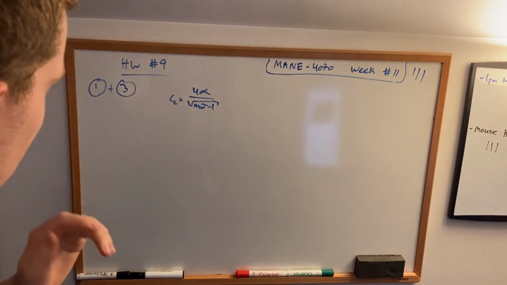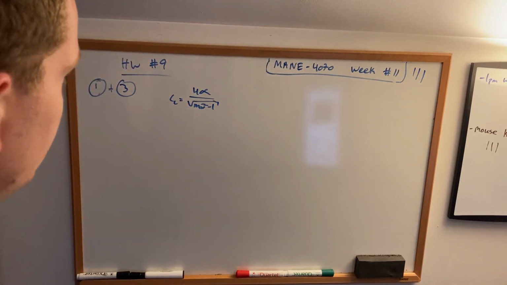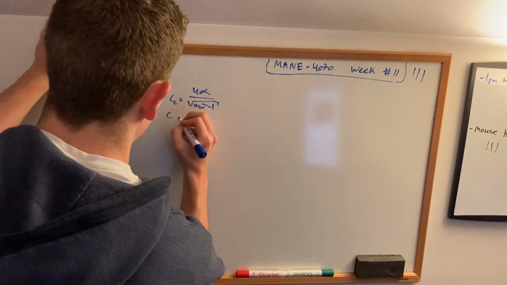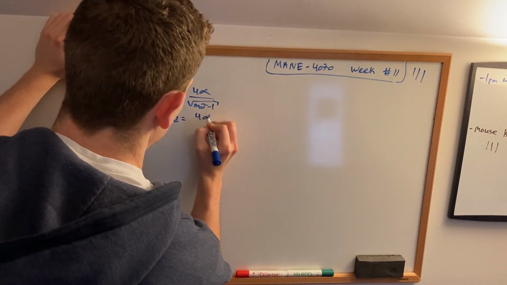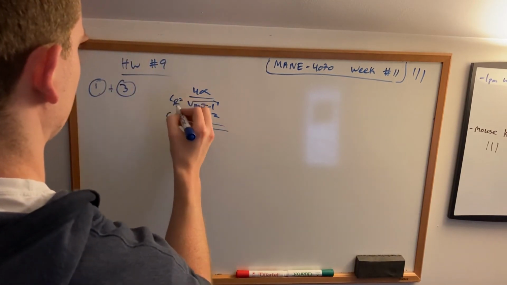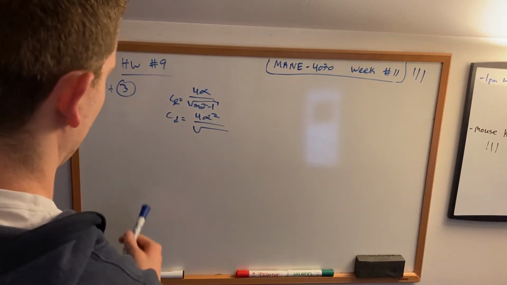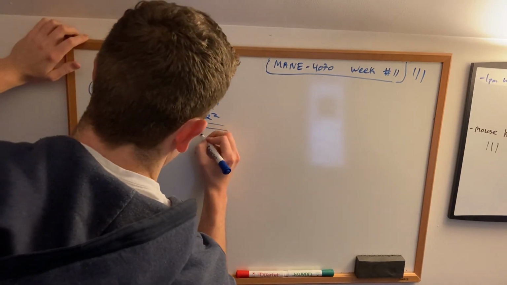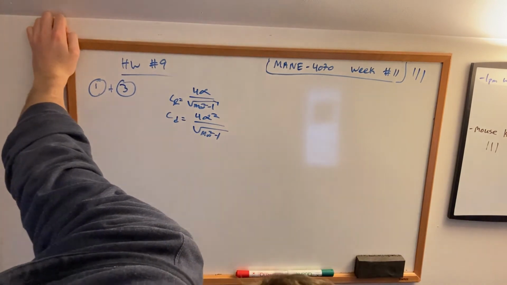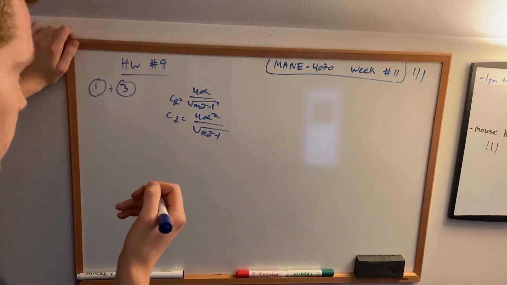Questions 1 and 3 are fairly similar. I'm asking you to use linearized supersonic flow to derive a few things. The most important equations you're going to use are what we derived for CD and CL. CL, lowercase l, is given as 4 alpha over the square root of M infinity squared minus 1, and then CD is 4 alpha squared over the square root of M infinity squared minus 1.